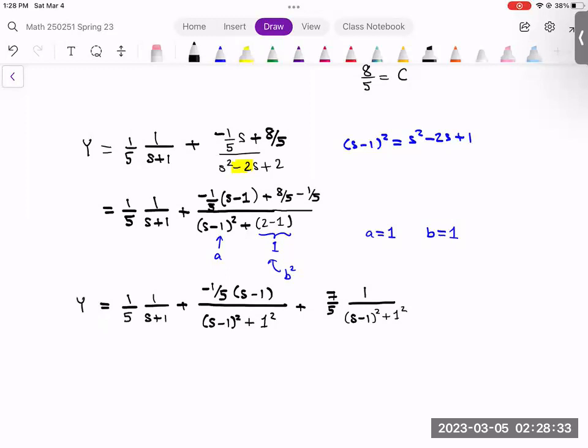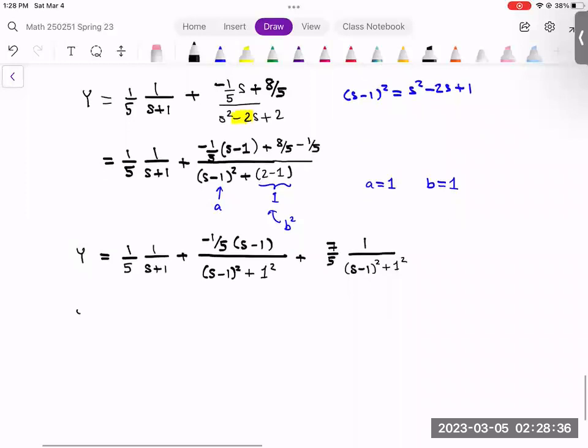Now it's time to take inverse Laplace transforms. Okay. So the inverse Laplace transform of big Y is little y. The first term, 1/5, 1 over s plus 1 gives us 1/5 e to the negative t. Then we have -1/5 e to the t cosine of t. Our a value of 1 goes up into the exponential function. The b value of 1 goes inside of the cosine. And then this is going to be plus 7/5 e to the t sine of t.